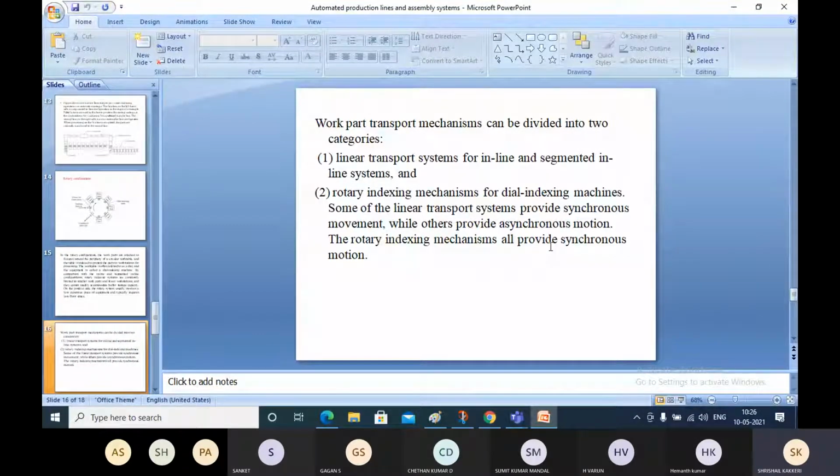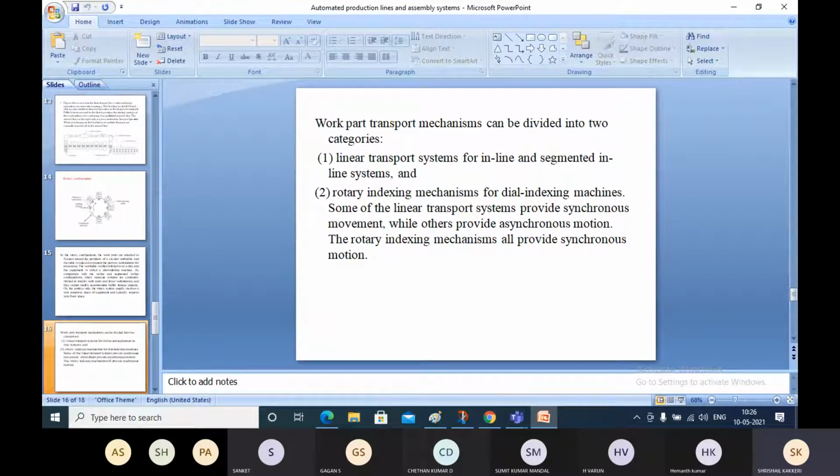The linear transfer systems will be belt conveyors, roller conveyors and chain conveyors. All these come under the linear transport systems. On these linear conveyors, fixtures will be used to hold the work. The fixtures are specifically designed for these work parts, based on the shape of the work part, because while it is transferring from one station to another station, it should not fall down and it should not reorient its position. So the fixtures are the work part holding devices used on the conveyors.